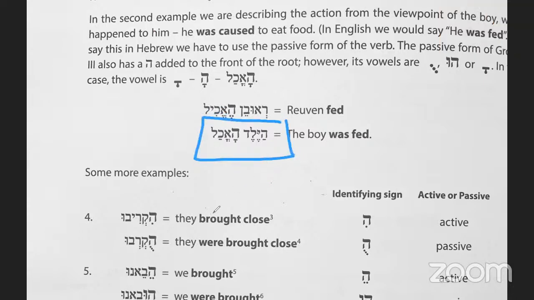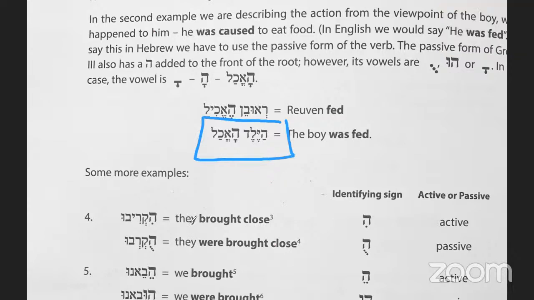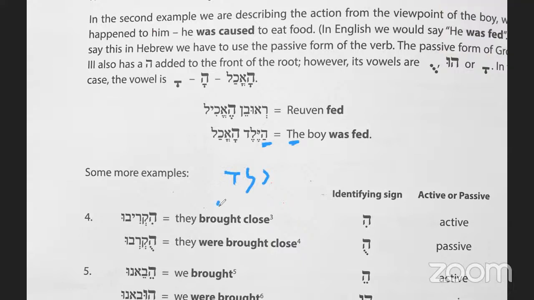All right, so here it is. It's simple. Now let's break it down. The ha on this right here is the. Yaled is what? Boy. The boy, deductive reasoning.